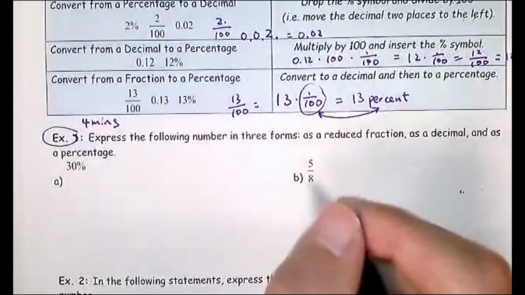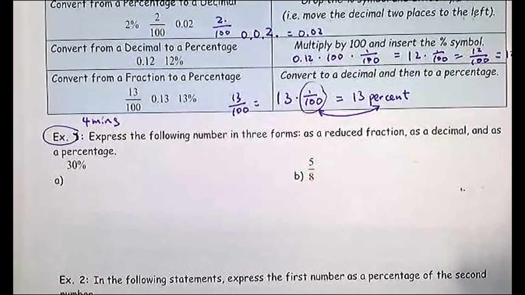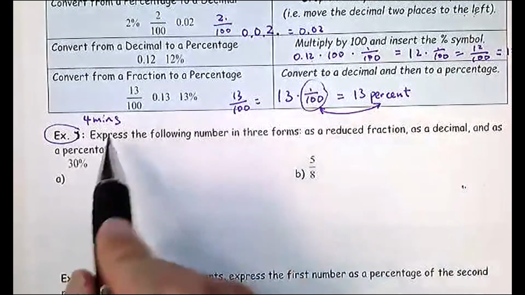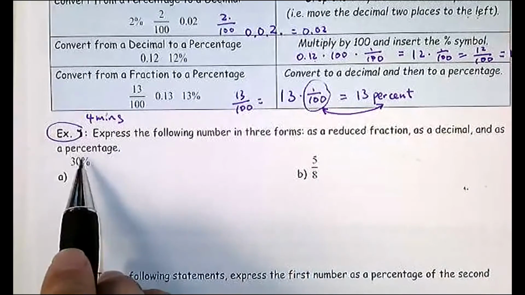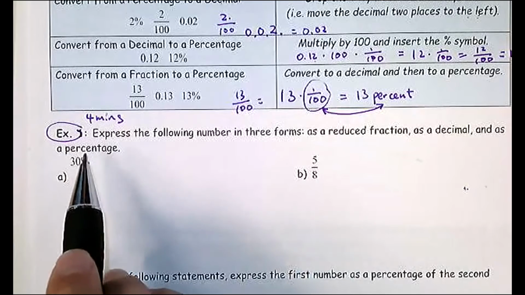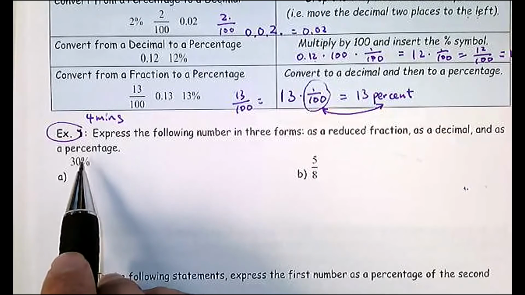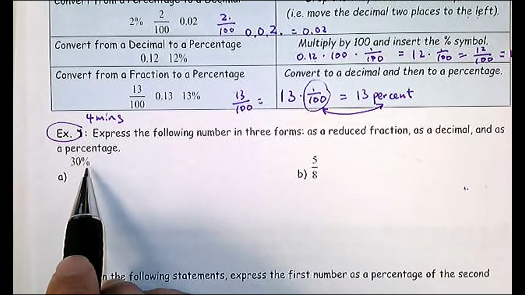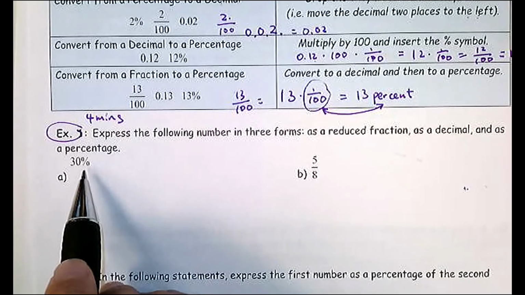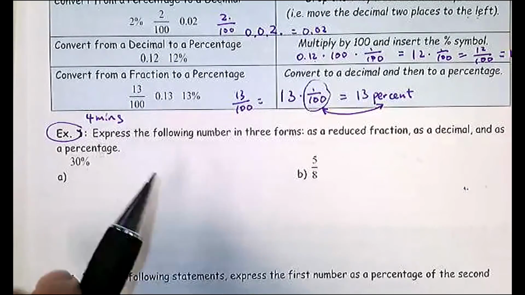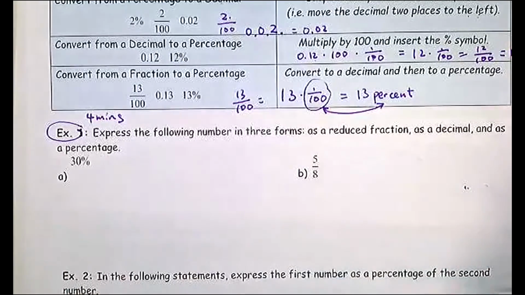Okay, let's get back together. Can anyone tell me how to do this one? For fraction, it would be 30 over 100, but when reduced, that goes to 3/10. And then as a decimal, it would be 0.3. And then as a percentage, it's just 30%. Very good, thank you so much.